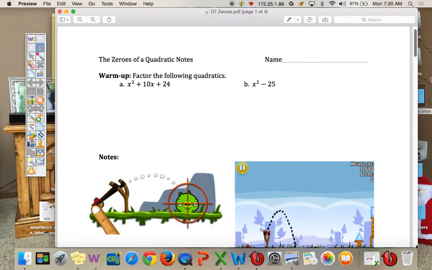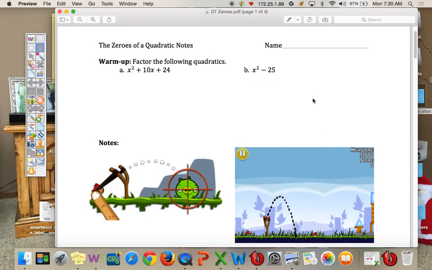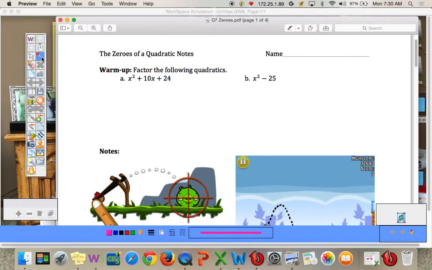Today we are going to learn about something called the zeros of a quadratic, and we're going to look for relationships between that and something called factored form. So let's start with the warm-up.